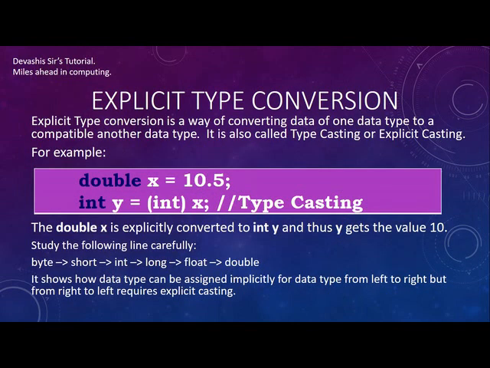In explicit type conversion, what happens? This is not done automatically. You see over there in the example, and you'll easily understand. Double x equal to 10.5. Now I can never write int y equal to x, because x is of higher data type. It cannot be assigned to a variable of lower data type. Double is of 8 bytes and y is of integer, that means 4 bytes. Double cannot be assigned to integer. It will be a possible loss of precision. So that is why we need to typecast it.